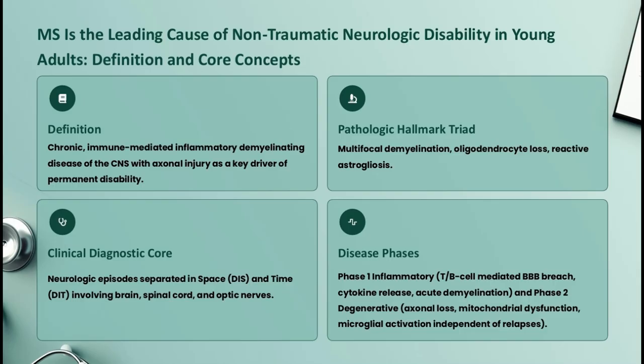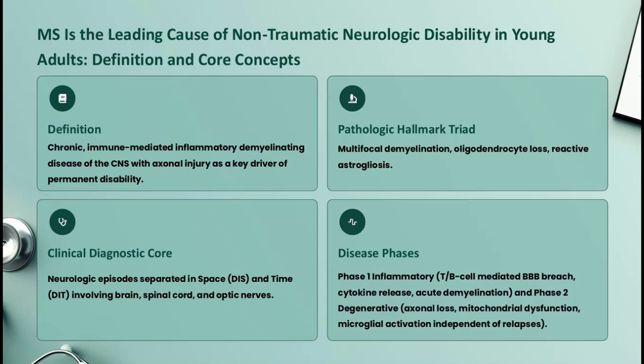Multiple sclerosis is a chronic immune-mediated inflammatory demyelinating disorder of the central nervous system. It primarily affects the brain, spinal cord, and optic nerves. Historically, MS was thought of mainly as a demyelinating disease, but modern understanding tells us that axonal injury is equally important, because this is what drives permanent neurological disability over time.